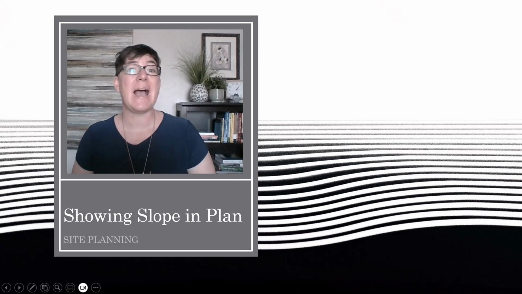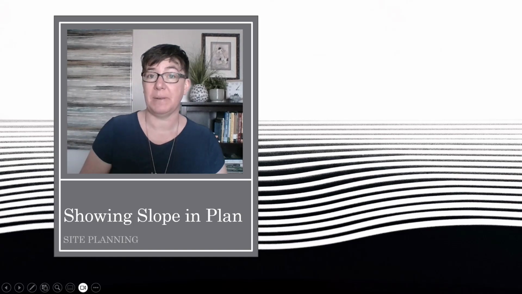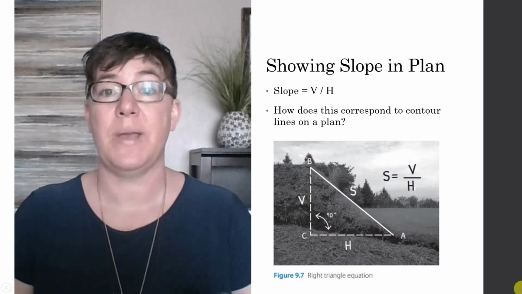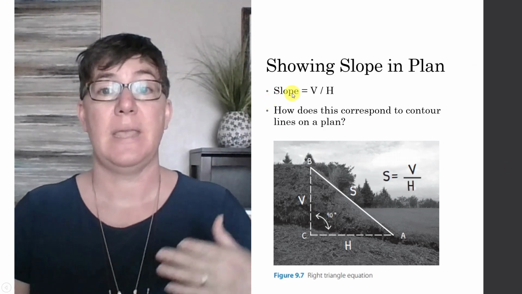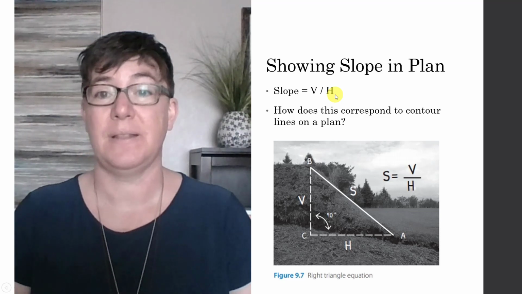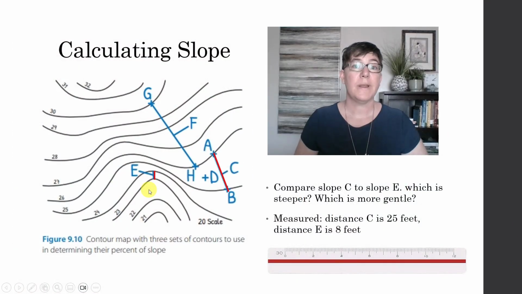We've just learned how to calculate slope, but how does that correspond with our site plan and our contours? Remember the basic equation. Slope equals vertical distance divided by horizontal distance. S equals V over H. We're going to use this example from your textbook, figure 9.10. So go ahead and turn the page and follow along.